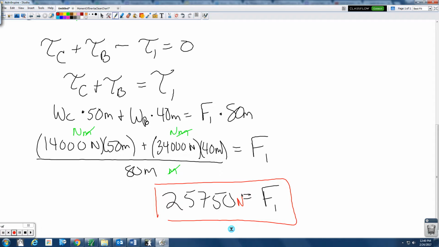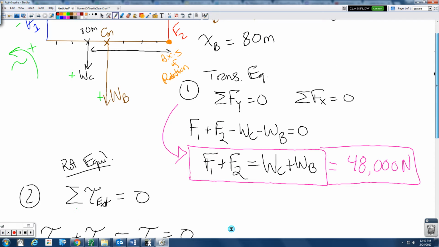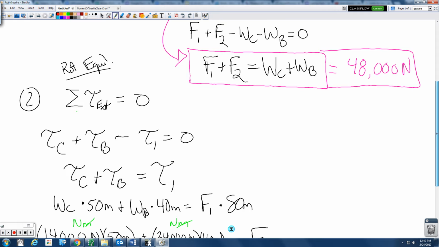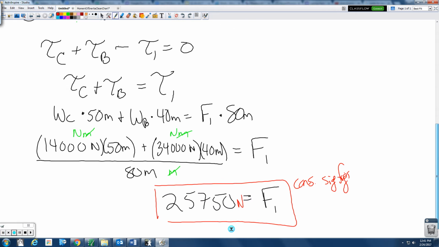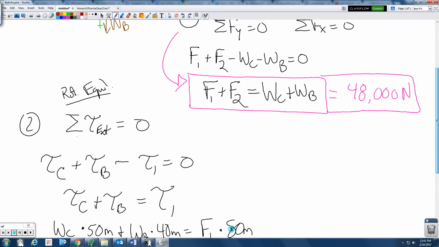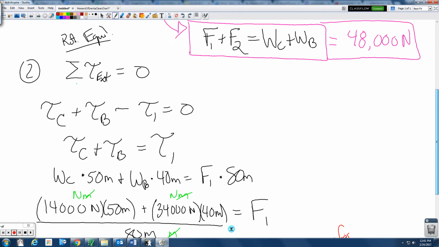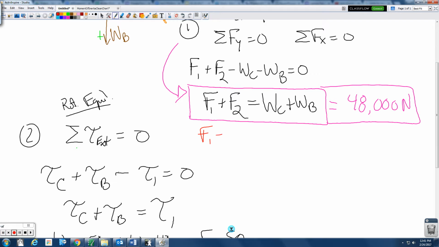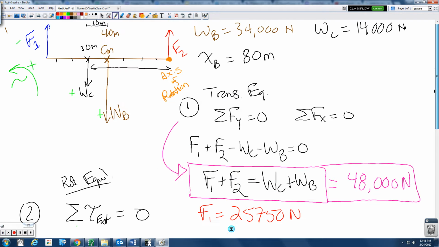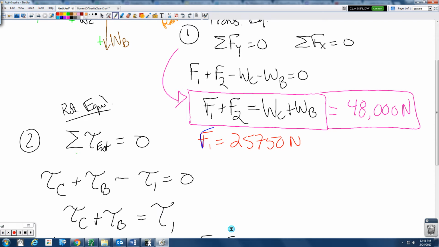And I need to consider significant digits. Consider sig figs, which I don't have the problem in front of me, so I don't actually know how many. But I think it's 3 in this problem. Well, you know how to figure out significant digits, though. So 25,750. We said that is F1. So let's go right here and say F1 equals 25,750 newtons, which means F2, watch, F2 is the red one, whoops. That's F1.